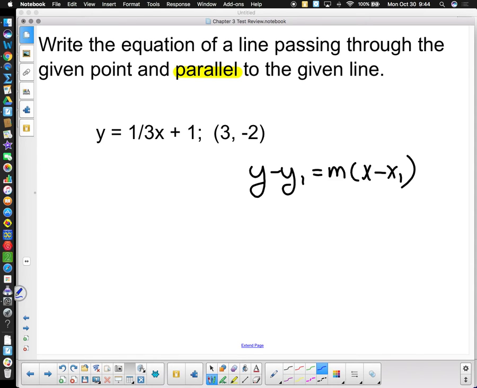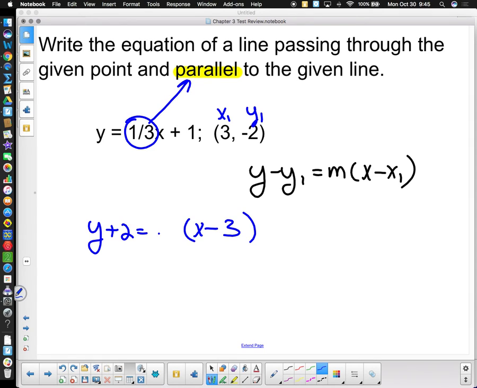So, this is my x1. This is my y1. That's the points that go in here, and the slope we'll figure out. So we start out by doing y minus the y-coordinate, negative 2 minus the negative is a plus, equals, we're going to do a blank for slope. We'll fill that in a second. x minus the x-coordinate, which is 3. Now I need to know what to put in here for the slope. Yes, 1/3. Okay, this line has a slope of 1/3. And since it's parallel, it has to have the same slope.